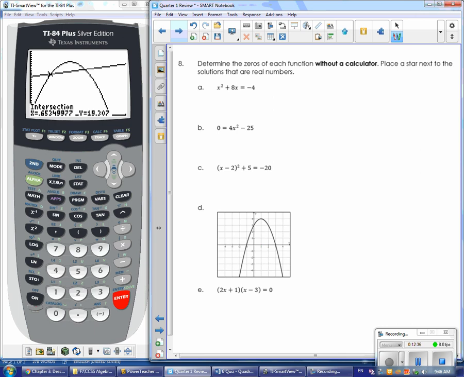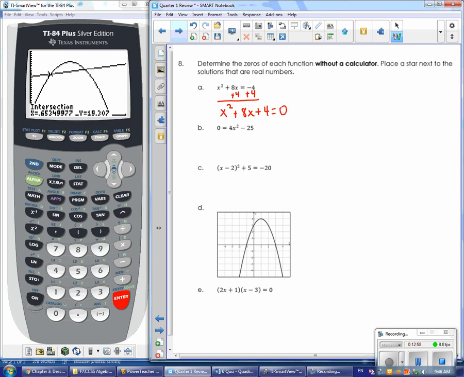So if I take a look at letter A, I can see that I have an x squared term, a term involving x, and a constant. That means that I can write the equation in standard form. And when I do, that essentially means I'm going to add the 4 to both sides. And I end up with x squared plus 8x plus 4 is equal to 0.